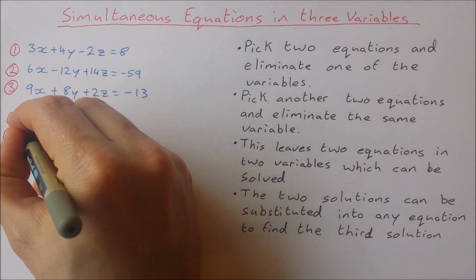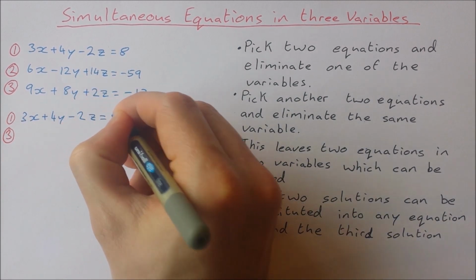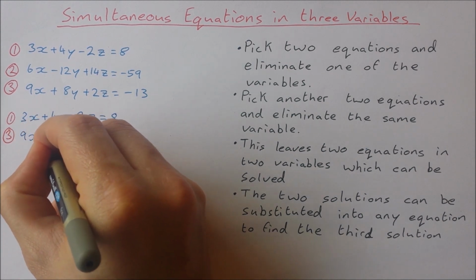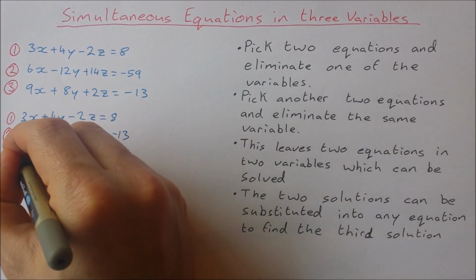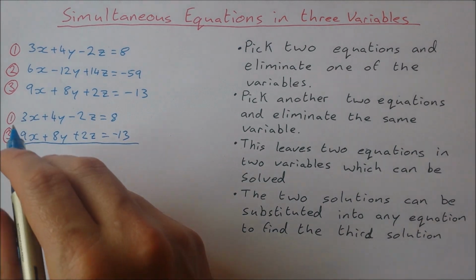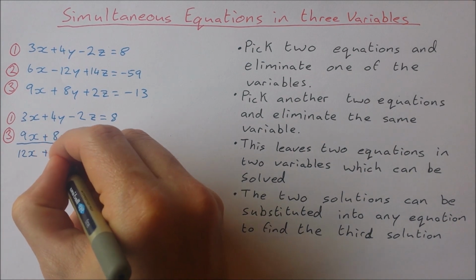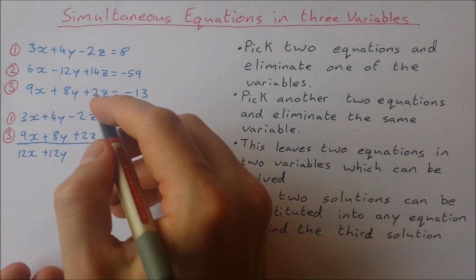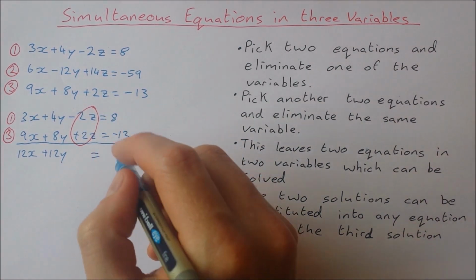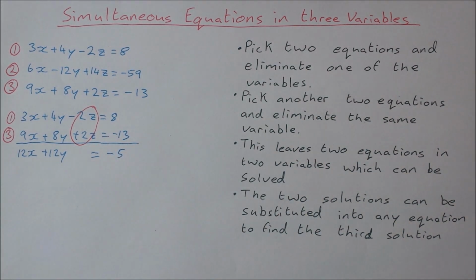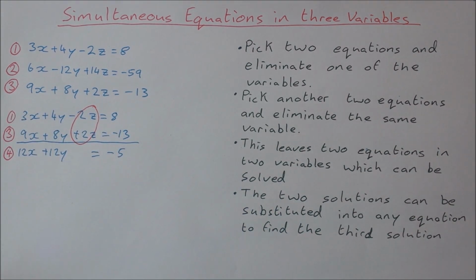So equation 1 is 3x plus 4y minus 2z equals 8. Equation 3 is 9x plus 8y plus 2z equals minus 13. I can add these two equations and I get 3x plus 9x is 12x, 4y plus 8y is 12y, minus 2z plus 2z, that's equal to 0, that's what I wanted to happen. And this is equal to 8 minus 13, which is minus 5. I'm going to label this equation as equation 4, and I'll be using that equation again in a little while.